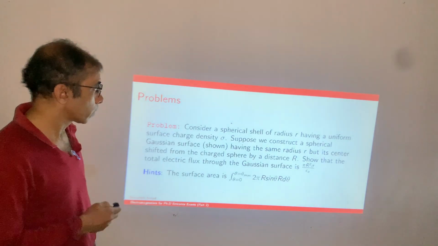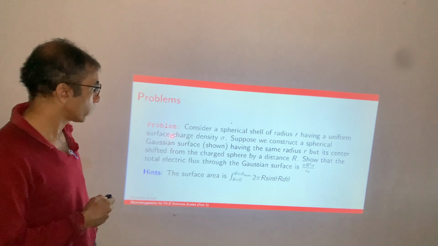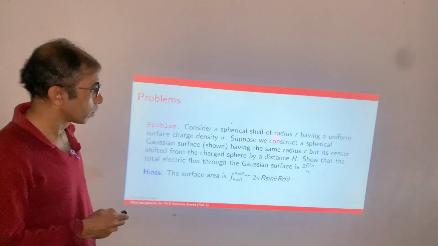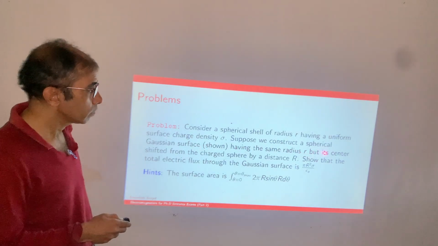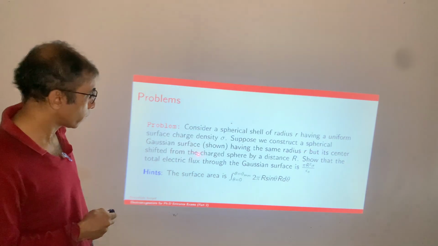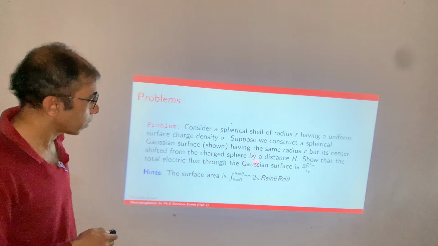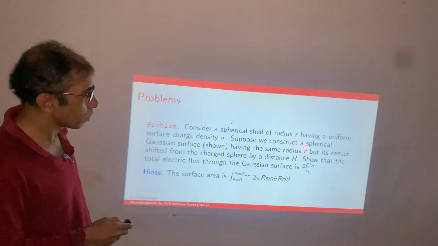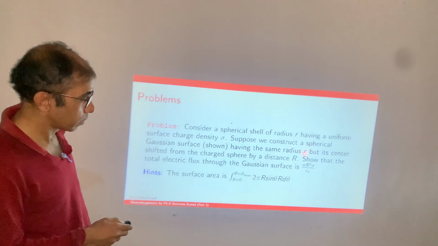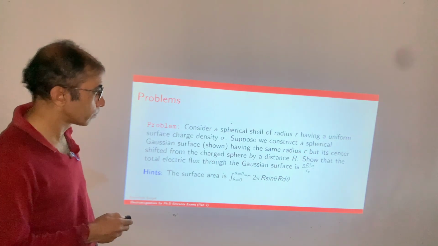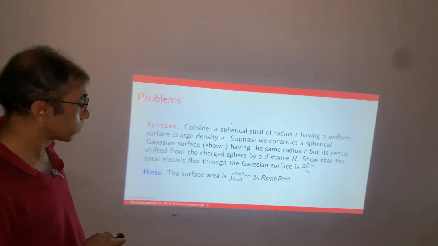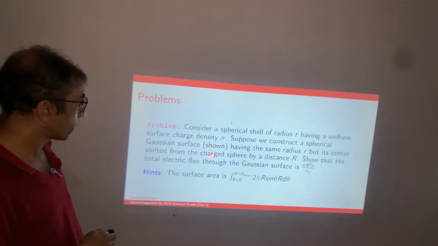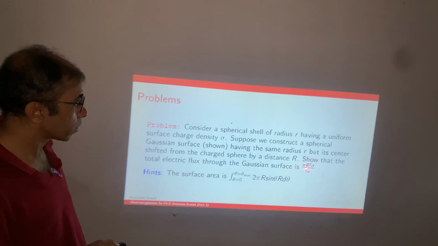Okay, so this problem: consider a spherical shell of radius R having a uniform surface charge density sigma. Suppose we construct a spherical Gaussian surface having the same radius R, but its center is shifted from the charge center by a distance R. Here also it will be, I think, capital R, not small r. Show that the electric flux through the Gaussian surface is pi R square sigma by epsilon.